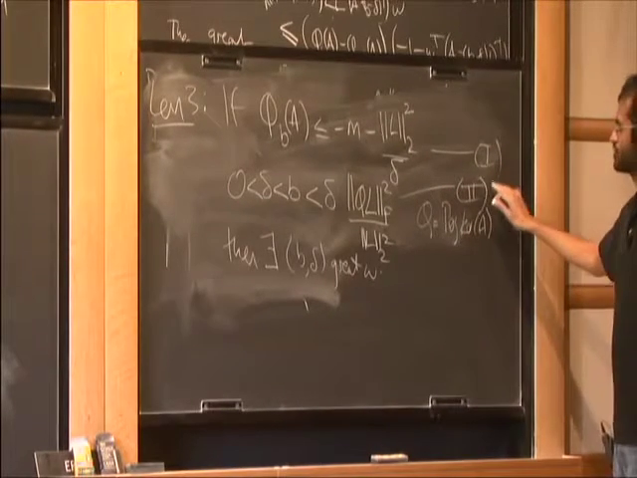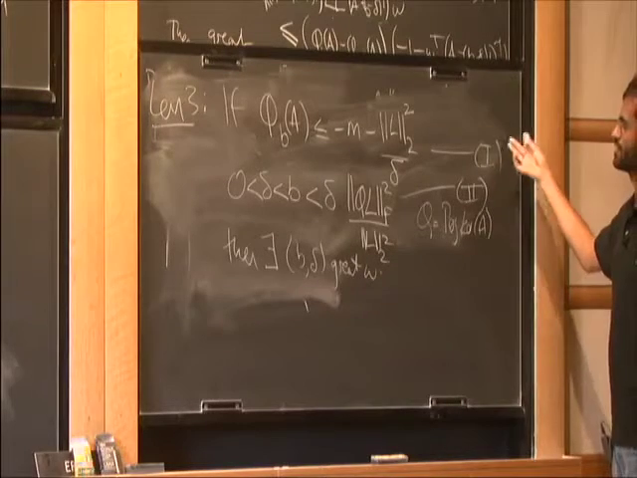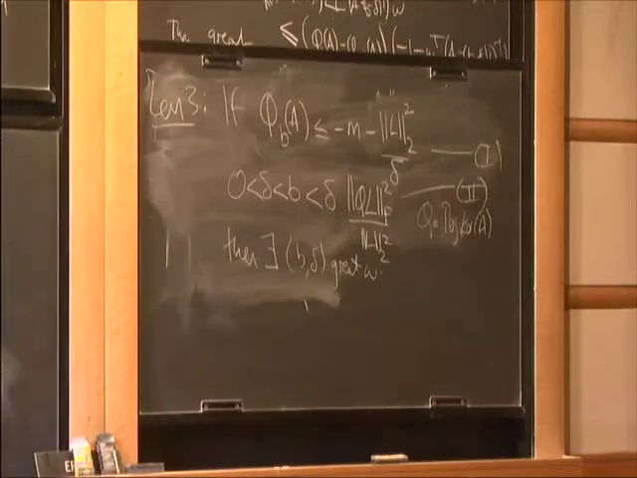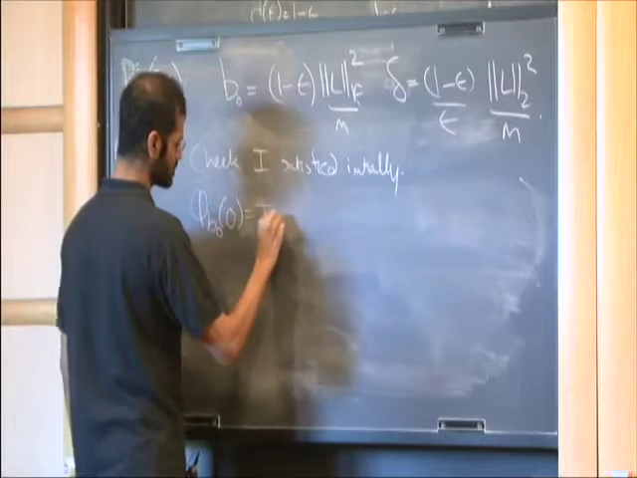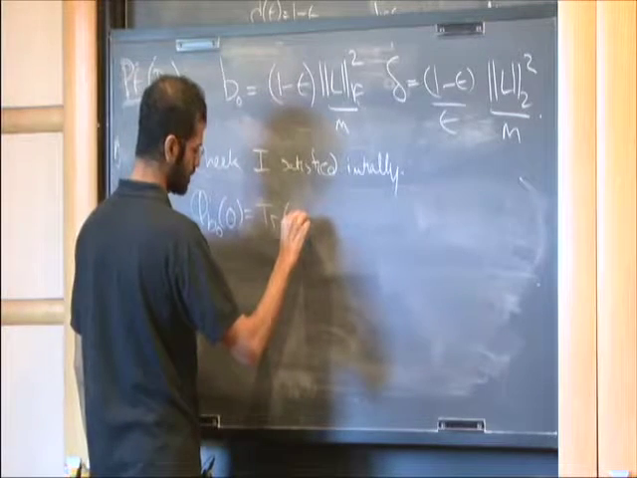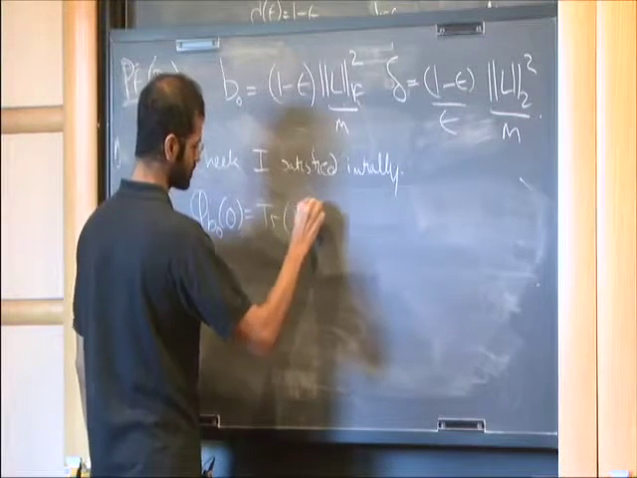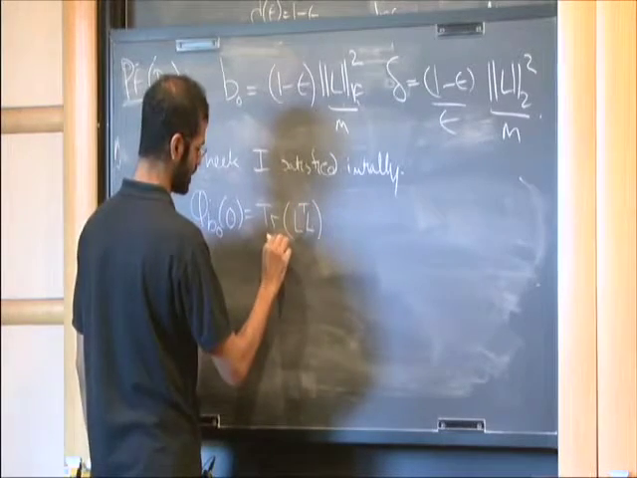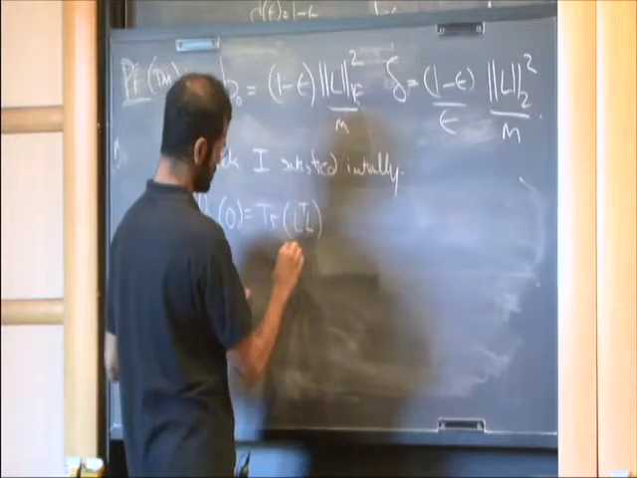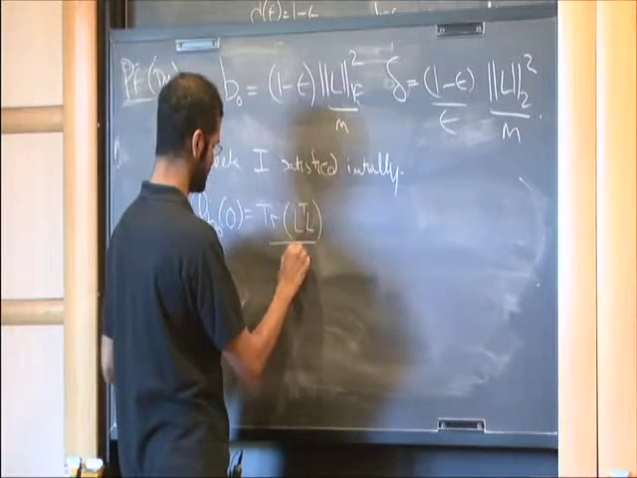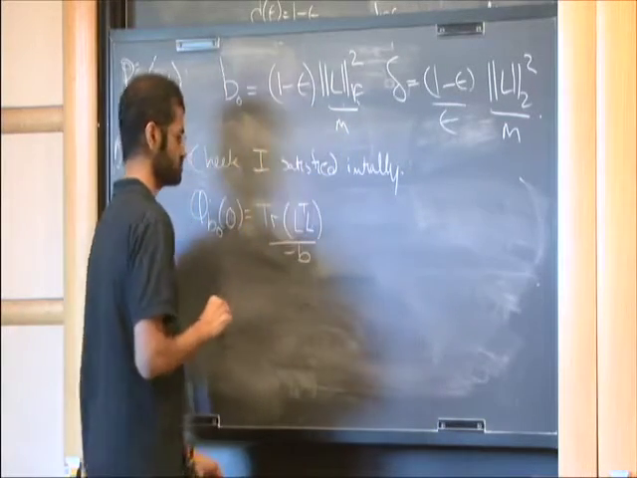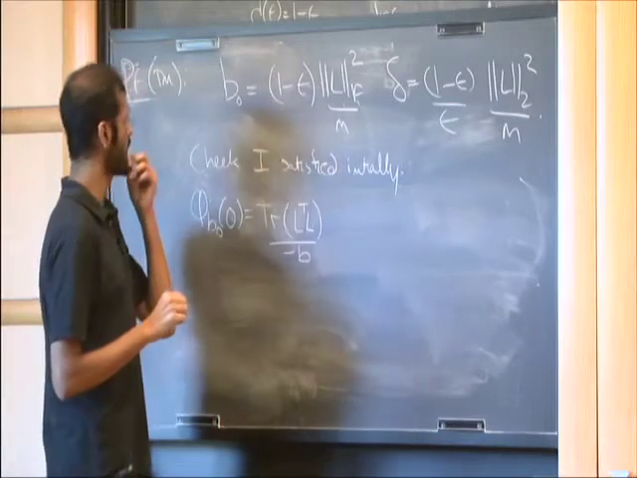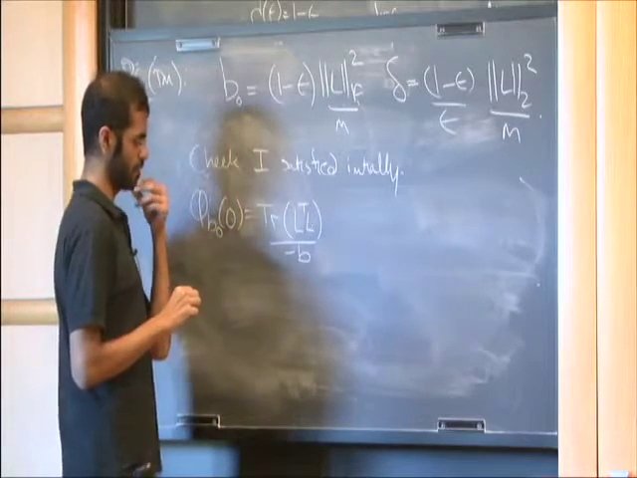Okay, so 1. I might as well just do it. It's not such a big deal. So phi b naught of 0 is the trace of L transpose L divided by minus b, I guess, right? No, minus b squared. Minus b.